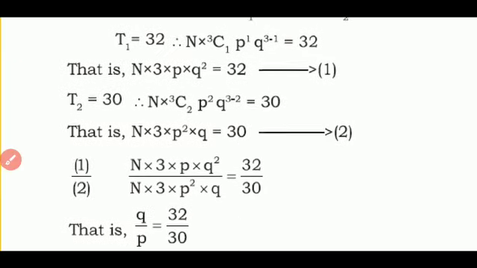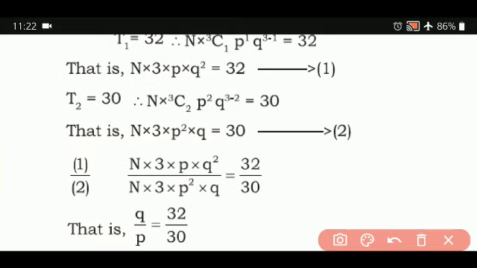Then similarly we will write T2 also. T2 is actually the third term. So 3C2 p to the power of 2 q to the power of 3 minus 2 is equal to 30. This is given in the question. We are only expanding it and writing. Finally it becomes 3C2, and you have to find this binomial coefficient. Here also this value is found. 3C2 is again 3. Then p to the power of 2. Then 3 minus 2 is 1, so it is not written. So this becomes 30. Now we have to find the value of p.